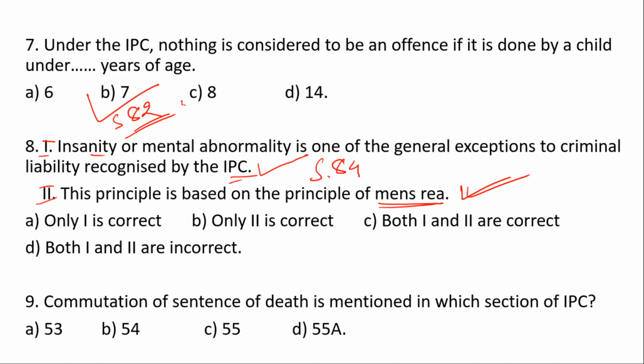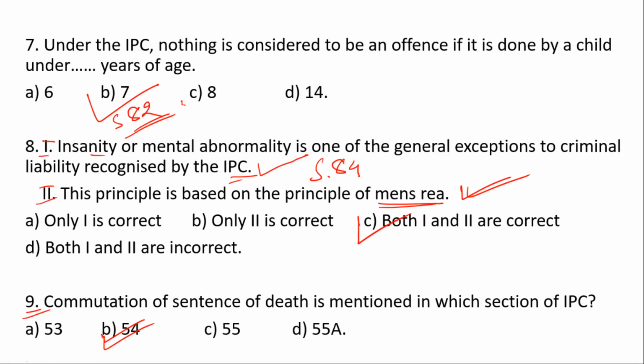Okay, that's why the principle of insanity is based on the principle of mens rea. So in such questions, you have to apply your mind and think carefully. So here the correct option is A, both 1 and 2 are correct. Question number 9, the correct option is 54, commutation of sentence. It is mentioned under 54 that if death sentence has been passed in a case, the appropriate government may, without the consent of the offender, commute the punishment.